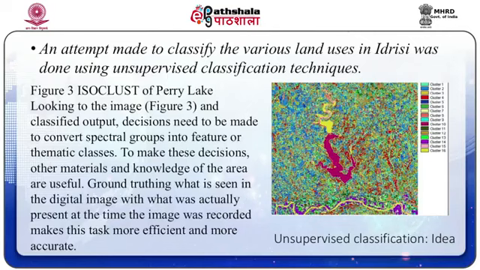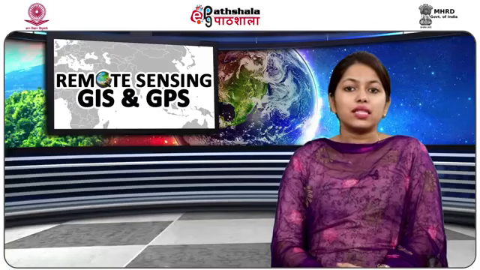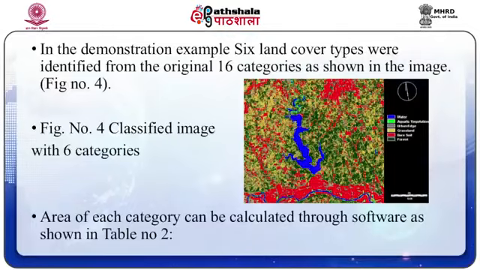Ground truthing what is seen in the digital image with what was actually present at the time the image was recorded makes this task more efficient and more accurate. If this knowledge is not available, scientific reasoning may be used to group the various categories together into land use categories. In the demonstration example, 6 land cover types were identified from the 16 categories as shown in figure number 4. Area of each category can be calculated through the software as shown in table number 2.